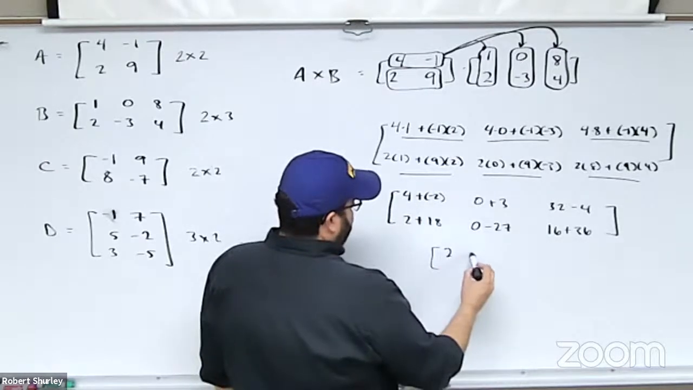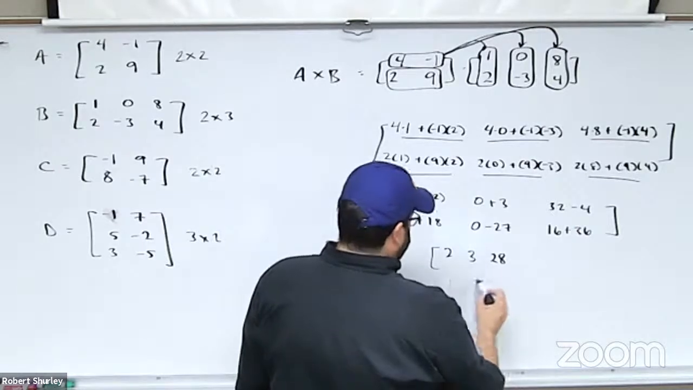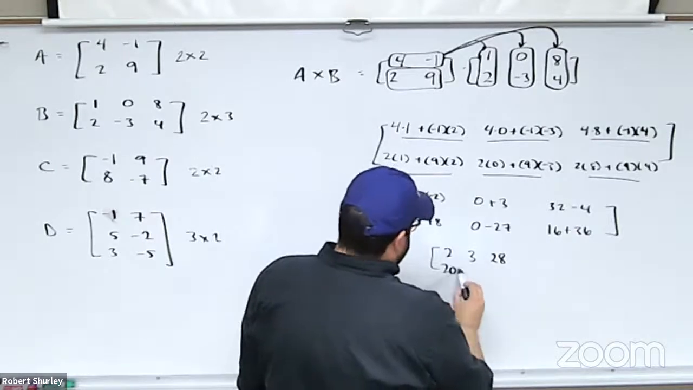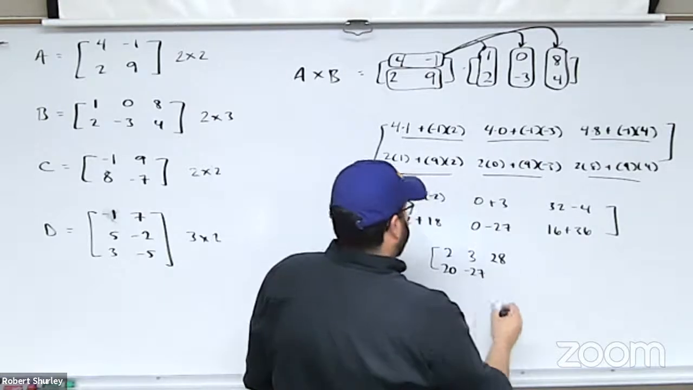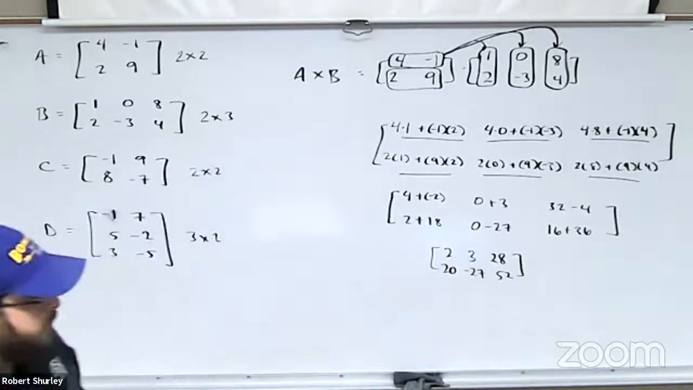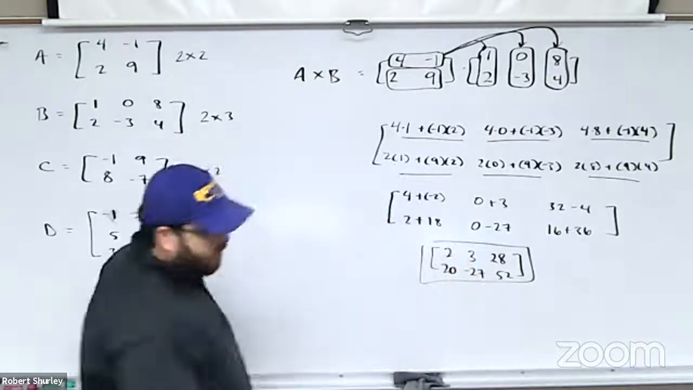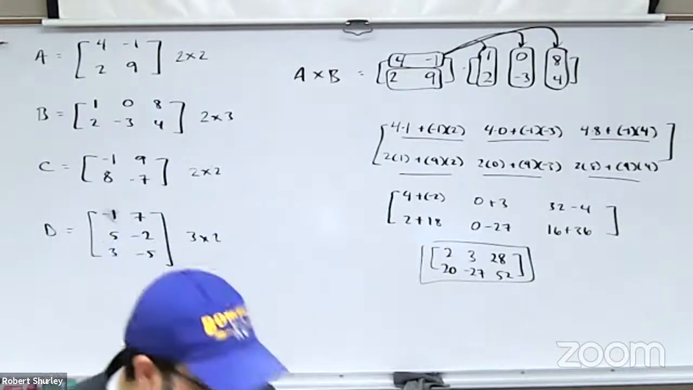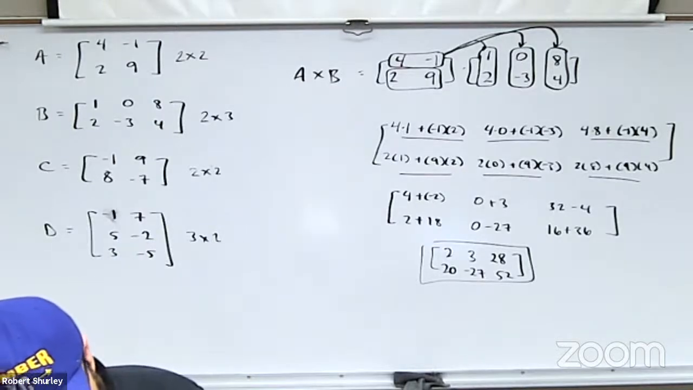So this is going to be 2, 3, 28, 20, -27, and is that 52? I think so. 52. Okay, that's our product matrix. It took us a little while. It's just a long process to do this by hand.